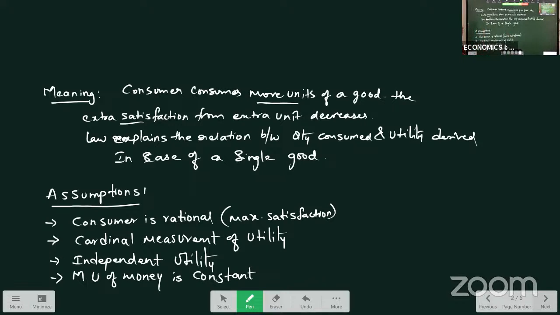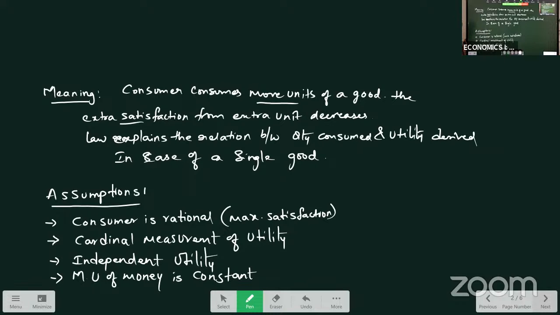Next, you will be writing the meaning of the law here. Meaning of the law means what this law explains in general. This law explains that when a consumer consumes more units of a good, the extra satisfaction from the extra unit decreases. Okay. And this law explains the relation between quantity consumed and utility derived. And this law is explained in the case of a single good. Right? Next, assumptions. In assumptions, what are the assumptions we are making?